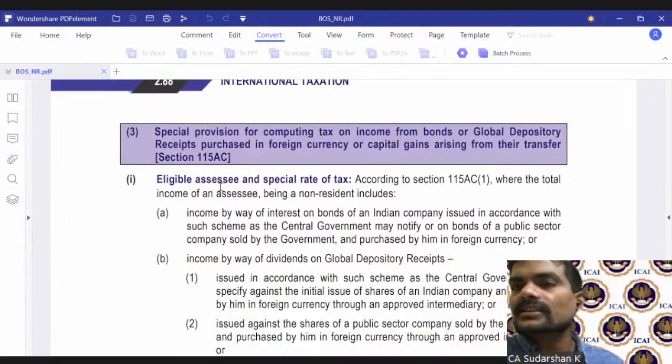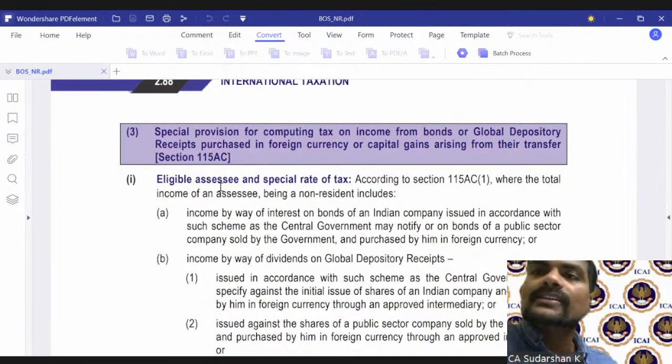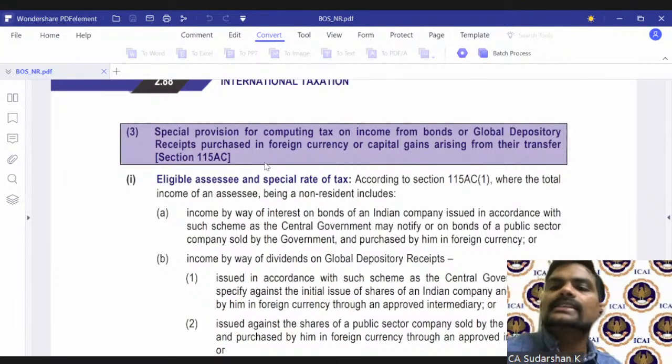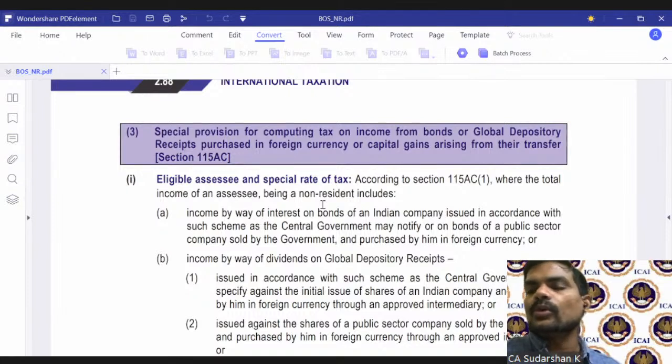So you can see these are sometimes economic, fiscal incentive measures, in order to attract foreigners to invest in bonds of an Indian company or a GDR issued in accordance with a central government scheme by an Indian company. In such scenarios, in order to attract the foreign investors, unless there is clarity and certainty in their taxation, nobody would want to dwell on it.